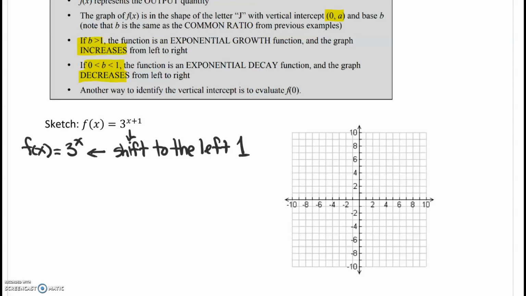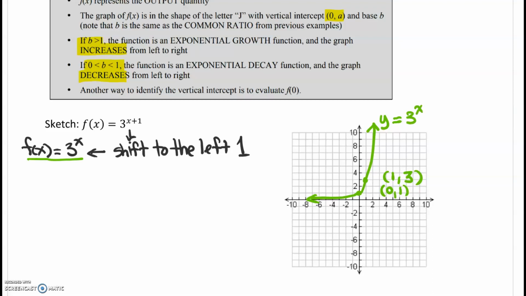So starting with sketching f of x equals 3 to the x, this is a function with the y-intercept of 0, 1. It has that J sort of look to it, and it comes along just like this. Identifying a couple key points, it has the y-intercept at 0, 1, and one additional point would be the ordered pair 1, 3. So this would be the function y equals 3 to the x.